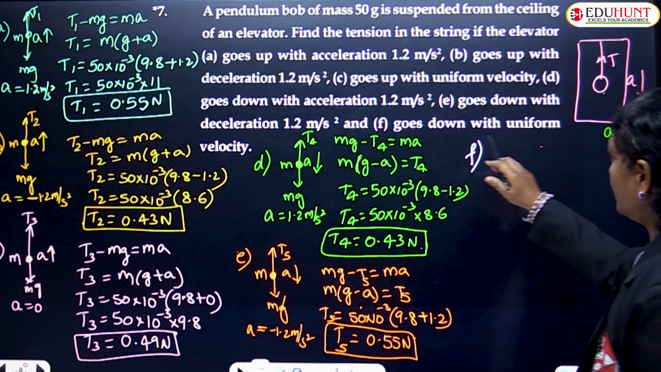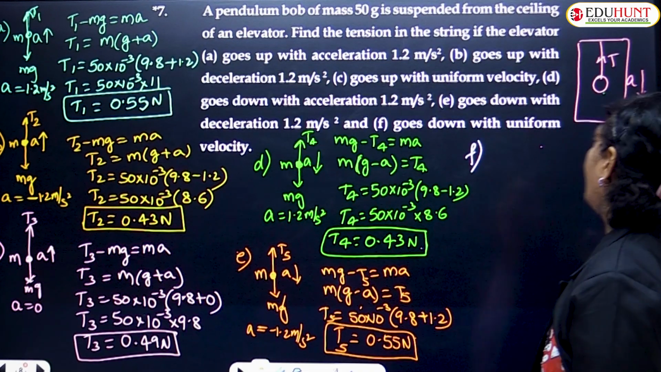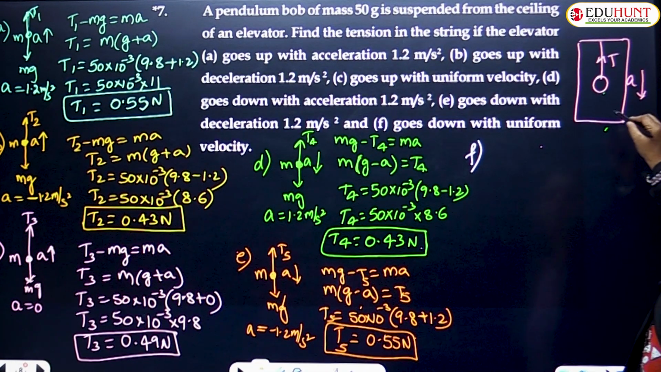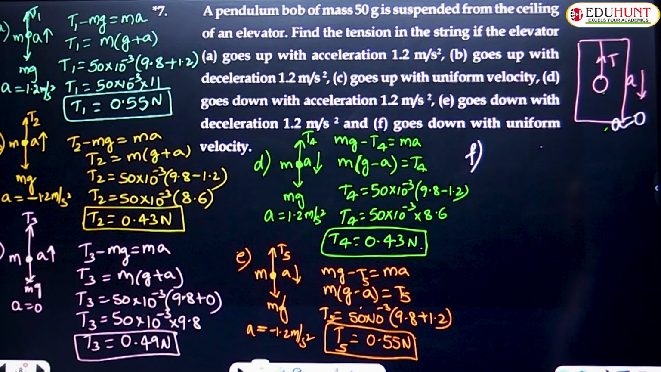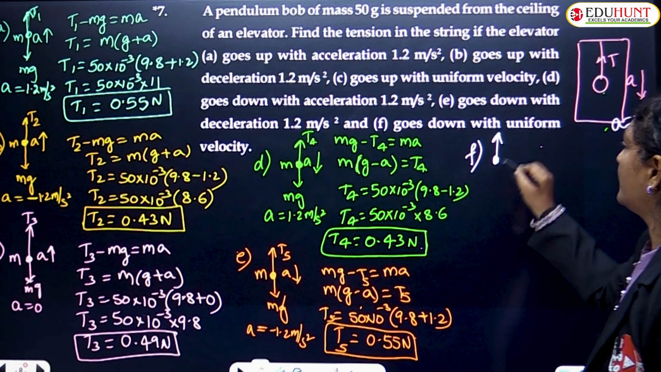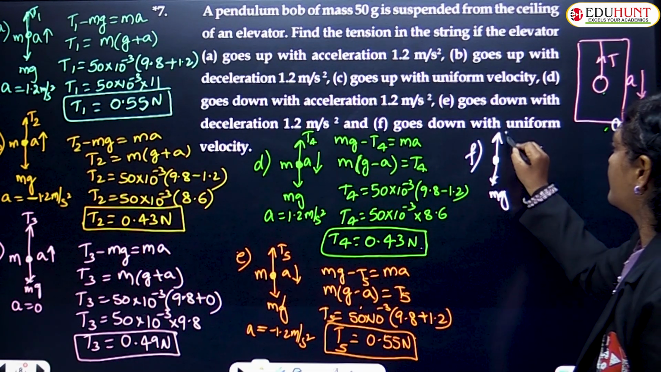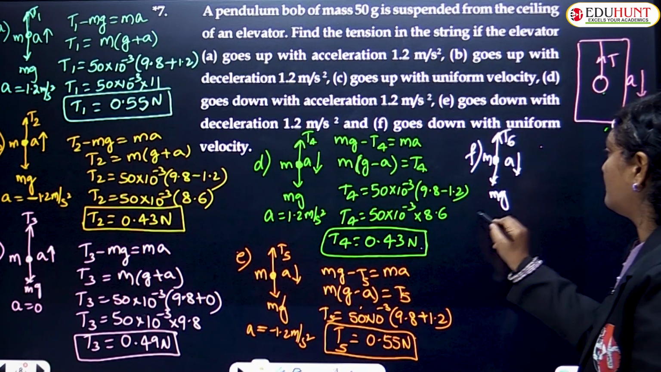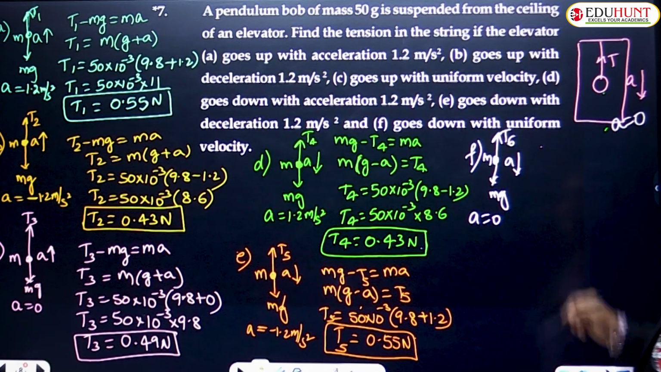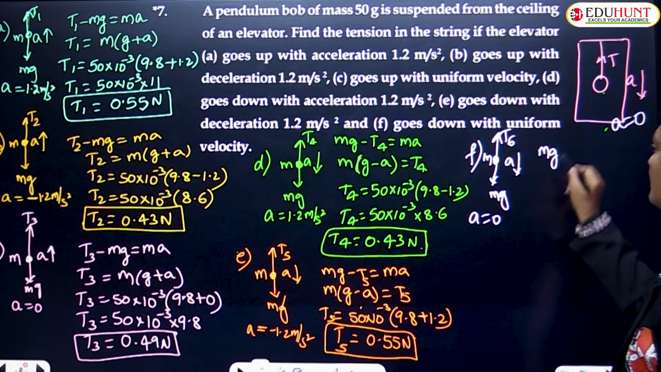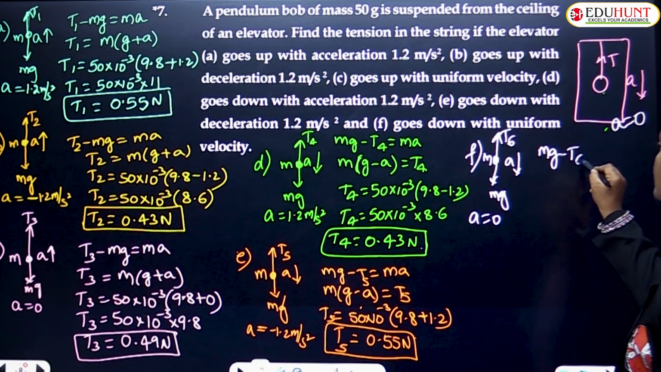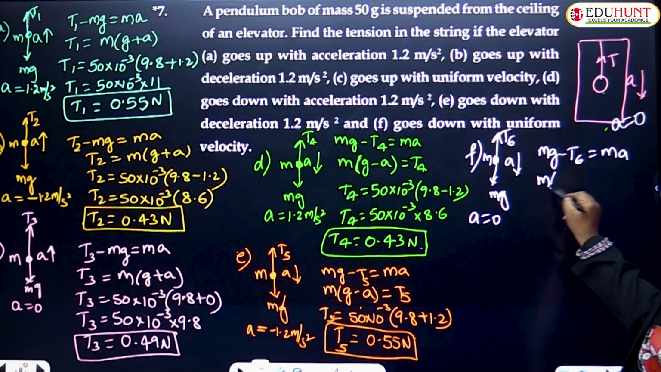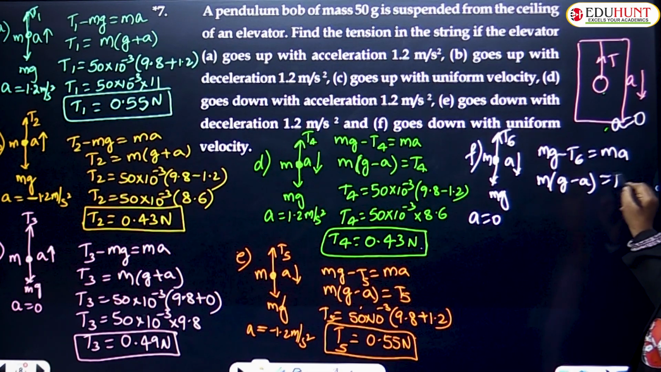The lift is going down with uniform velocity. The same case, but the lift is now going down with uniform velocity. Uniform velocity means the acceleration of the system is 0. So dropping the free body diagram, weight is acting downwards, tension T6 upwards, and mass m is moving downwards with 0 acceleration. Writing the equation of motion, for downward motion, the downward force is greater than the upward force: mg minus T6 is equal to ma. Bring the T6 to the other side and ma here. So m into g minus a will be equal to T6.